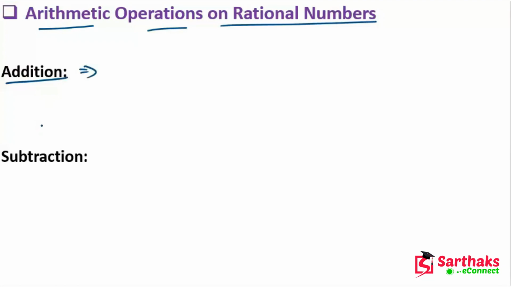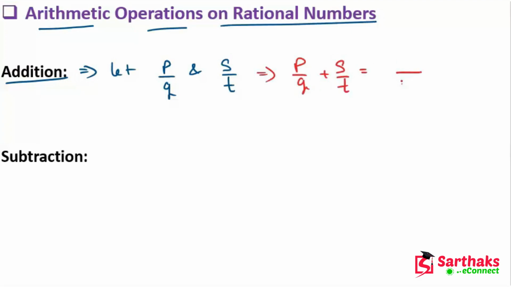means addition of two rational numbers, how can we do it? Let's suppose we have two rational numbers, P upon Q and S upon T. We can solve P upon Q plus S upon T like this: we take QT as the LCM. Now this will become P of T plus S of Q. This is the method to solve this.